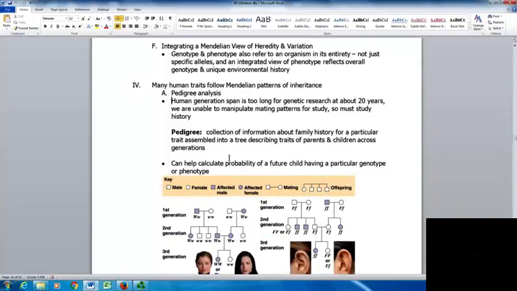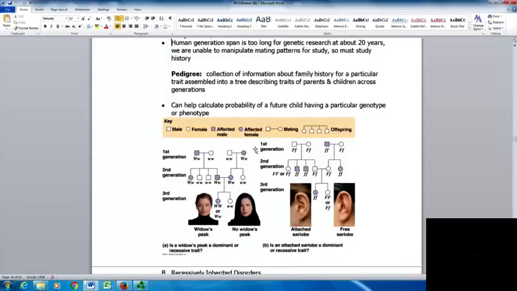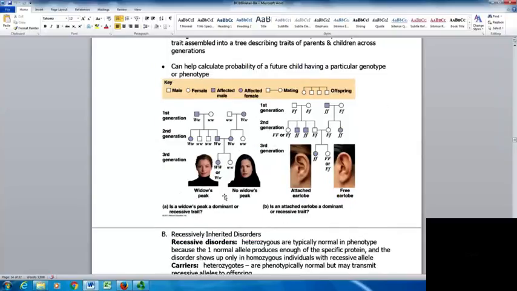The pedigree is going to look at a collection of information of the family history for a particular trait. It is definitely a lot easier to look at a pedigree with just one trait, and you'll look at the traits of the parents and the children across the generations. These can help you determine the probability of having a future child with a particular genotype or phenotype. In this example here, we're looking at a widow's peak.